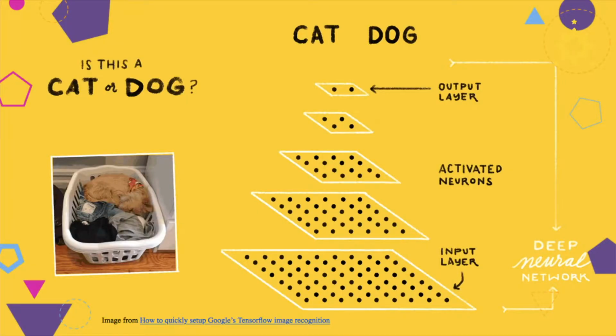So neural networks, what are neural networks? Neural networks are loosely based on how our brain, or neurons specifically, process information. As you can see here, you have the input layer, and then you have activated neurons. And then at the very top, you have the output layer that actually decides whether or not the thing that it sees is a cat or a dog. And this is based on how our eyes, for example, process visual information.